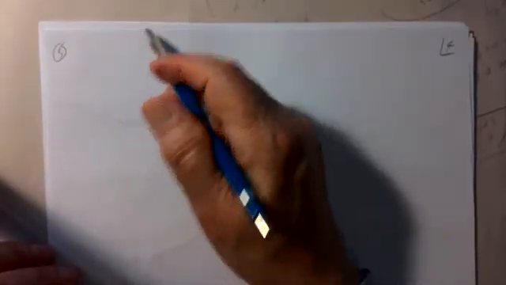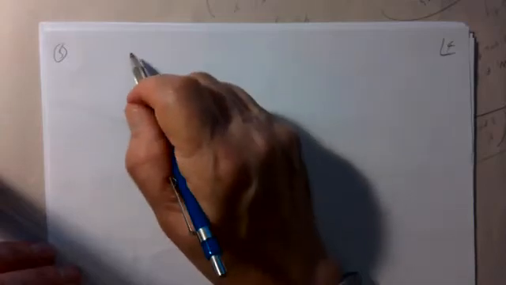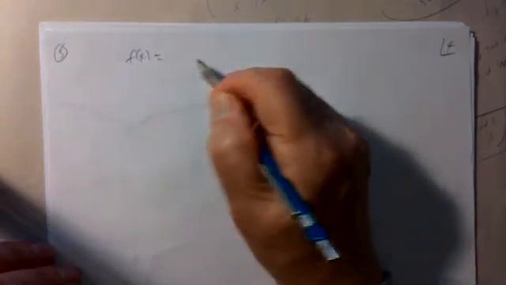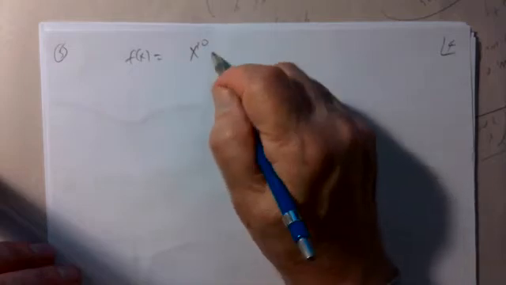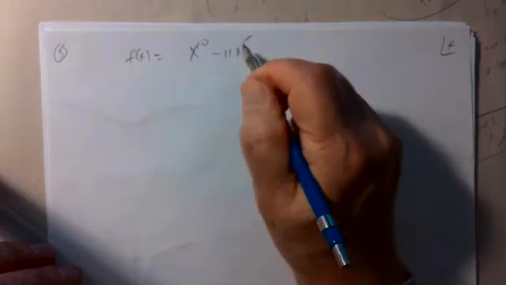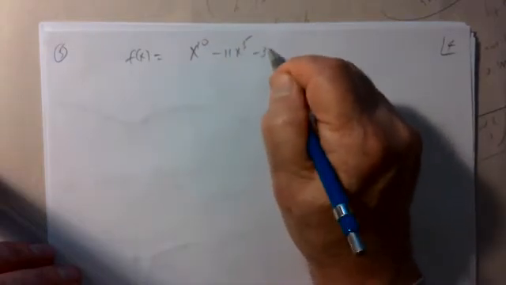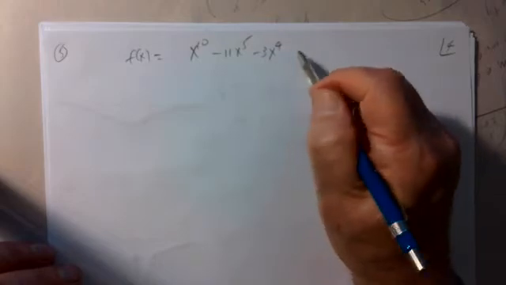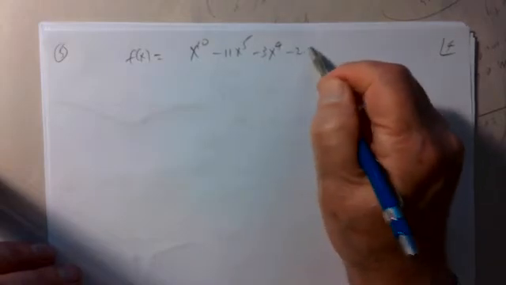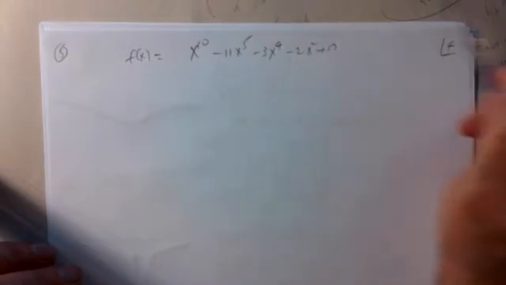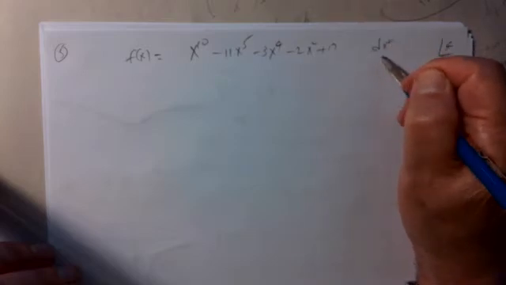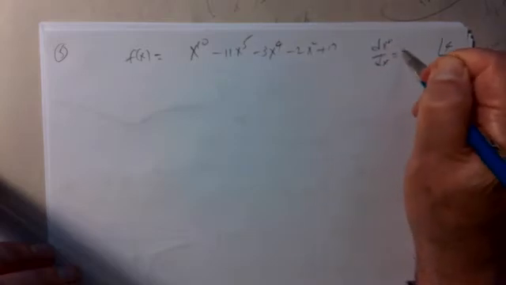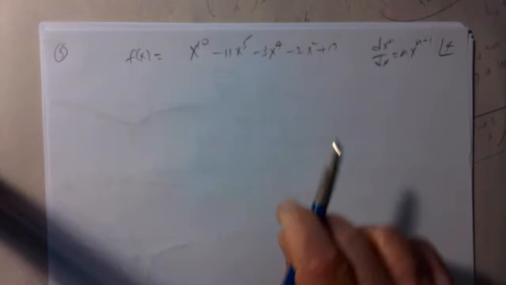Problem 5 is to differentiate a series of functions. If you have f of x equal to the polynomial x to the 10th minus 11x to the 5th minus 3x to the 4th minus 2x squared plus 17, we're always using the fact that the derivative of x to the n with respect to x is nx to the n minus 1.